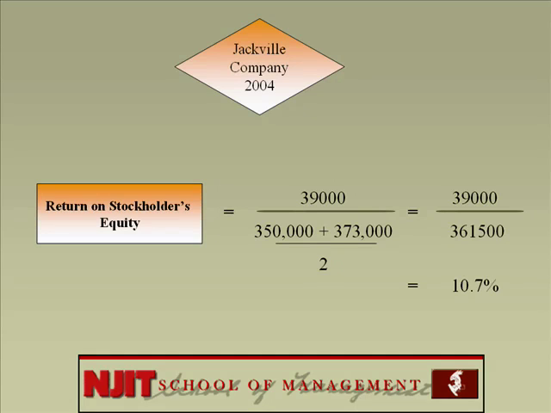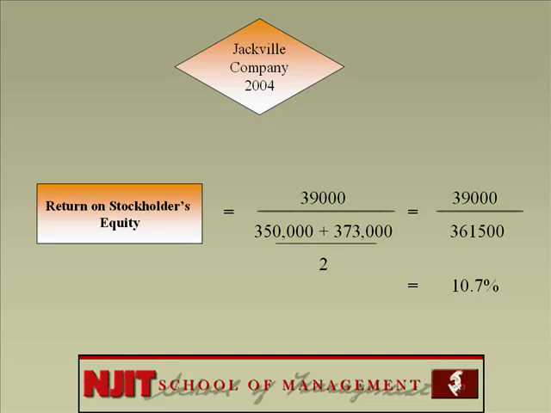The net income is $39,000. To get average stockholders' equity, you add the beginning stockholders' equity, you get it on the balance sheet, the ending stockholders' equity, divide by 2. That's $350,000 plus $373,000 divide by 2 in the denominator. The answer is 10.7%. What does that mean exactly? 10.7%.